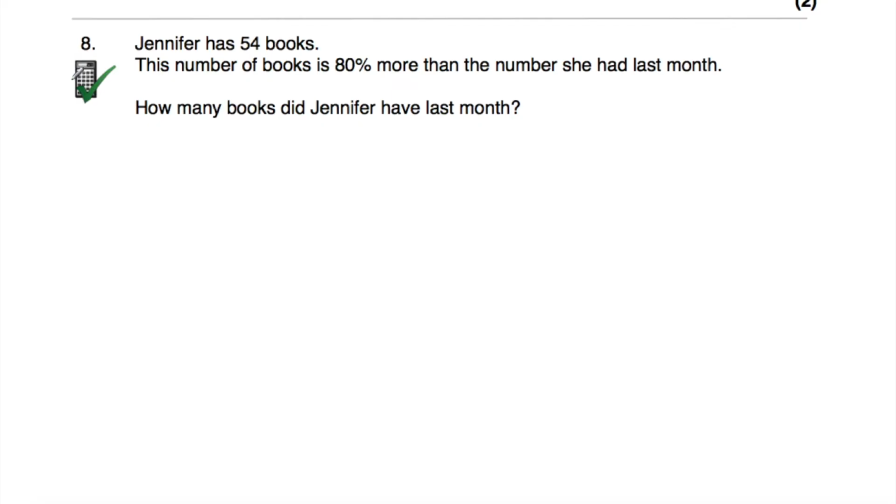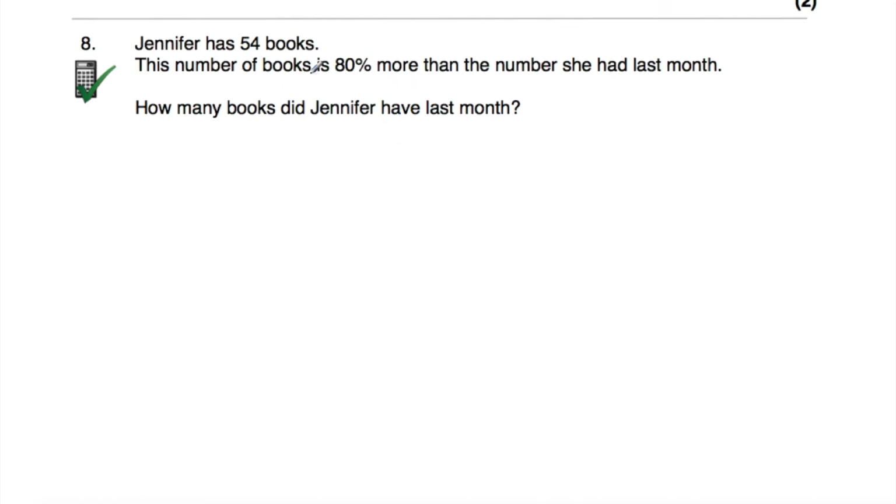Okay, so question number 8, it's a calculator question, so we can pick up our calculator again if we want to. And we're told that Jennifer has 54 books. And this number of books is 80% more than the number of books she had last month. So she had less books last month, and this month she's now got 80% more. And the question says, how many books did Jennifer have last month? So we're going backwards to find out how many books she had last month, so it's reverse percentages.